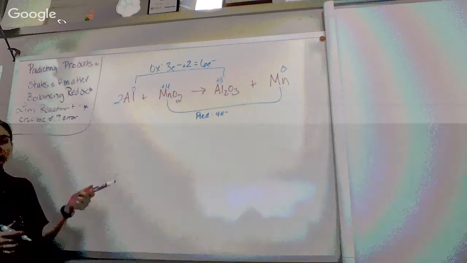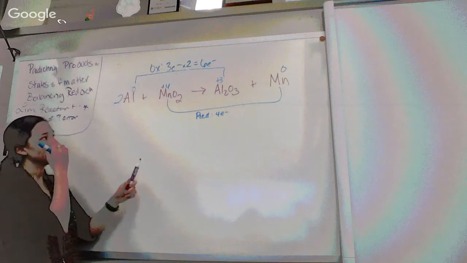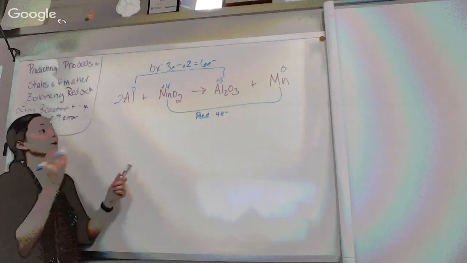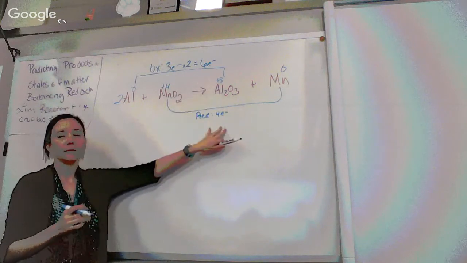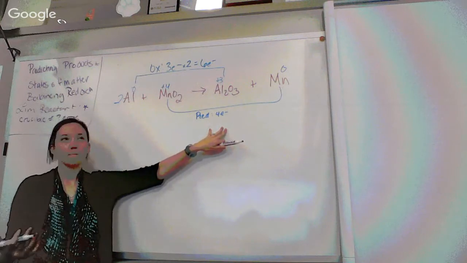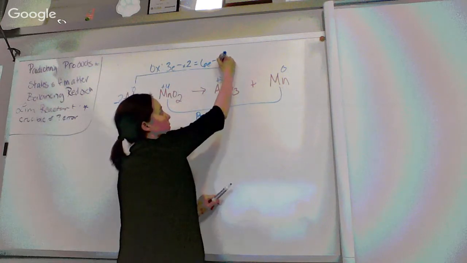Okay. Do you want to finish this? Yeah. Okay. Because now there's uneven electrons. Right. And so what would be a good number to get these both to? 12. Right, 12 for both of them. So we're going to multiply.